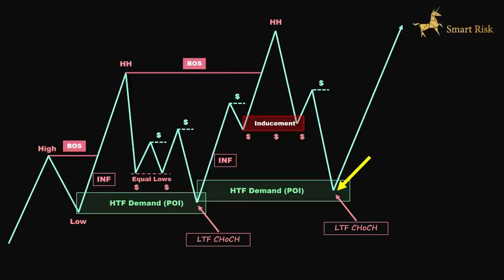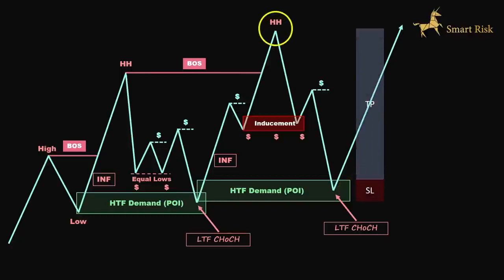timeframe. Within the higher timeframe POI zone, we search for a change of character in the lower timeframe. Additionally, we identify a new point of interest, in this case a demand zone on the lower timeframe. When these conditions align, we consider a long opportunity, with our target set at the external liquidity, which serves as the take-profit level.